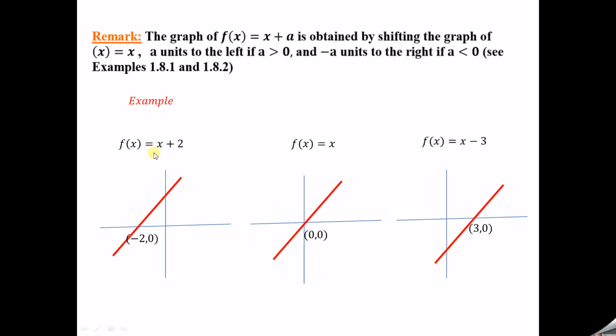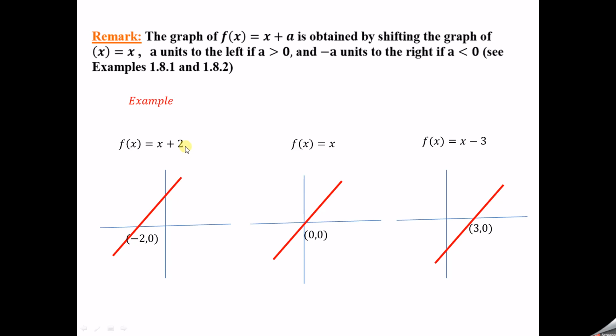Therefore, f(x) = x + 2. How do we get f(x) = x + 2? Just shift the curve f(x) = x by 2 units, because there is a plus. Whenever there is a plus, we have to shift to the left. How many units? 2 units to the left. So we are shifting this curve 2 units to the left, and we got this one.